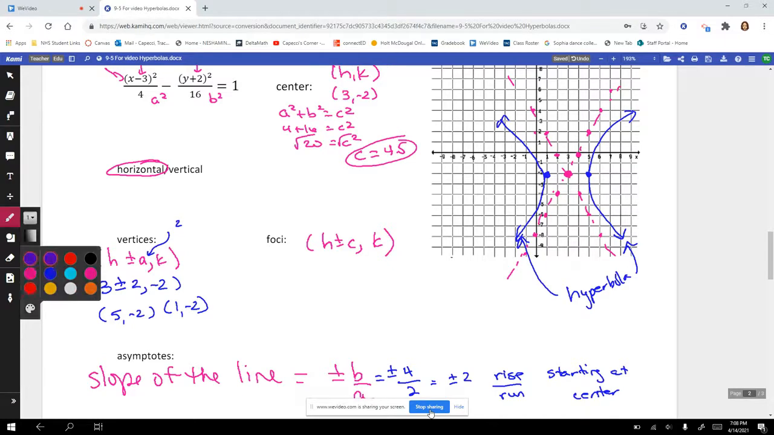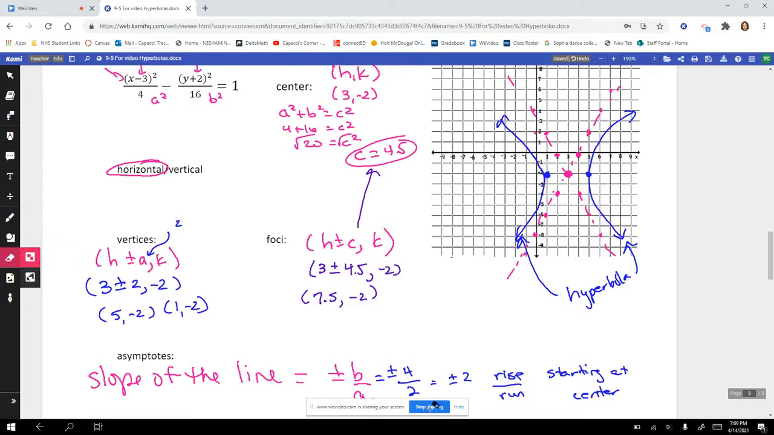Okay. Now let's also take a look. Let's do a different color. We'll use purple. We'll do our foci. My H value is 3, plus or minus. We found my C value right here, right? So I'm ready to go now. Plus or minus 4.5. And my K value is -2. So that gives me 7.5, -2.